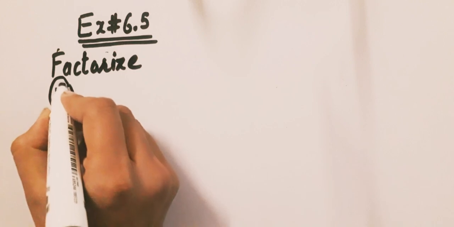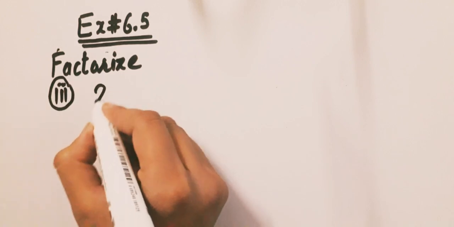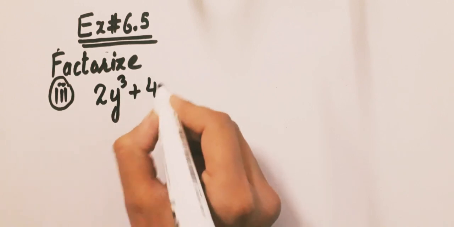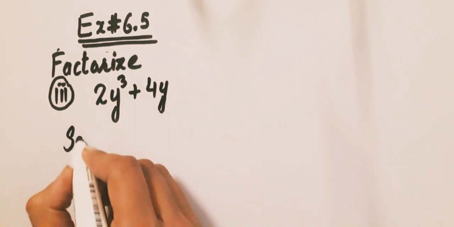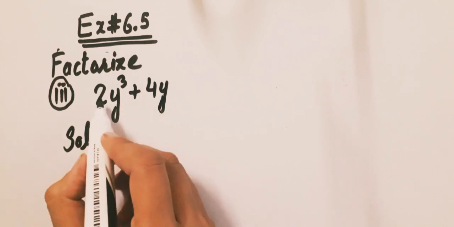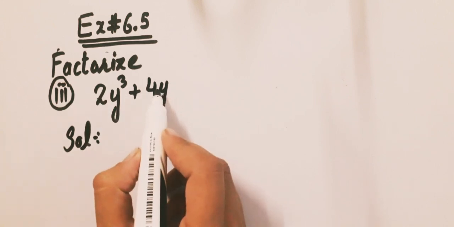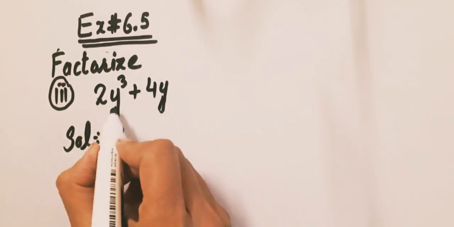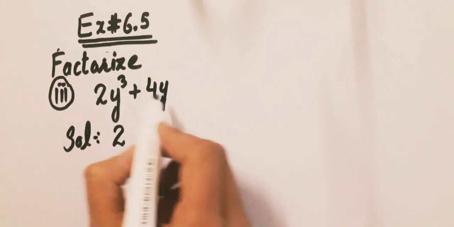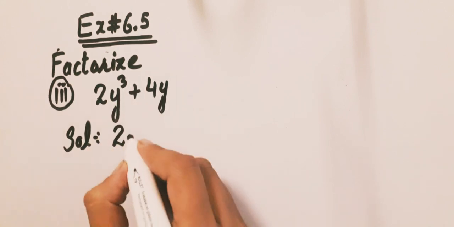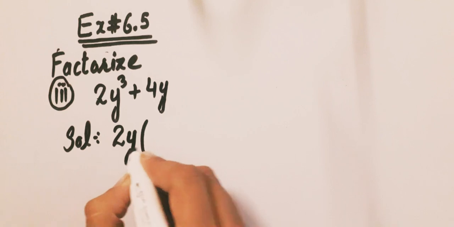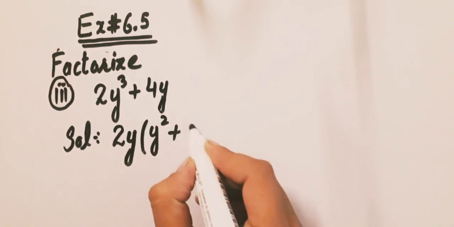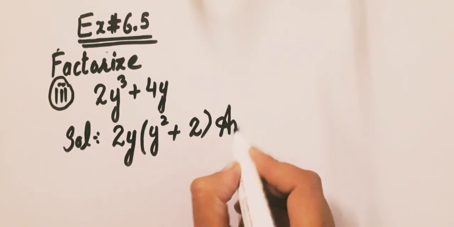Now the third part is 2y cube plus 4y. Now first of all, numbers are 2 and 4. So you will take 2 as common. 2 is smaller and 4 is greater. And y raised to power 1 and y raised to power 3. Y raised to power 1 is a smaller power. So 2y will be taken as common. Remaining is y square plus 2. So this is the answer.